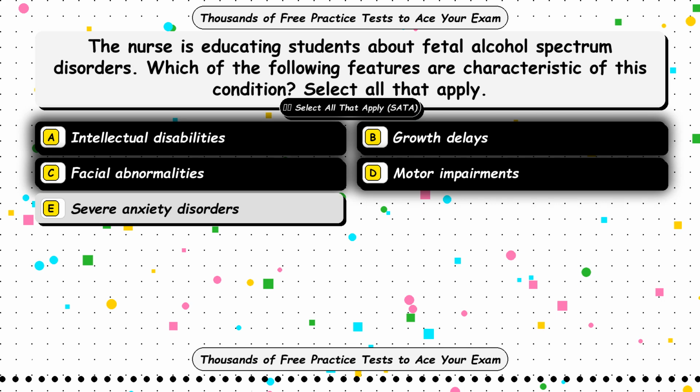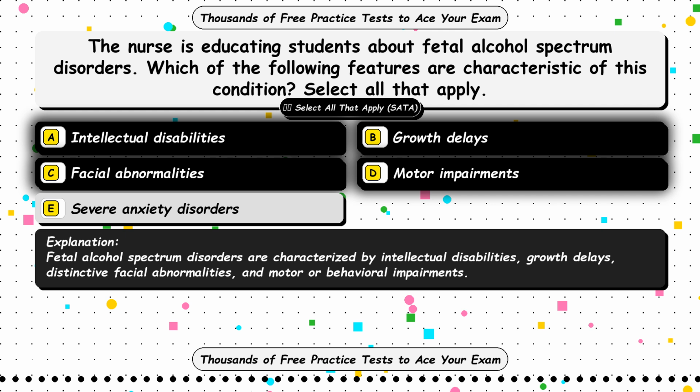The correct answers are options A and B and C and D, intellectual disabilities, growth delays, facial abnormalities, motor impairments. Fetal alcohol spectrum disorders are characterized by intellectual disabilities, growth delays, distinctive facial abnormalities, and motor or behavioral impairments.